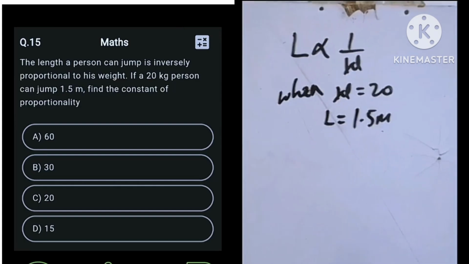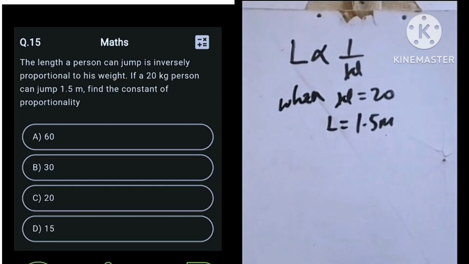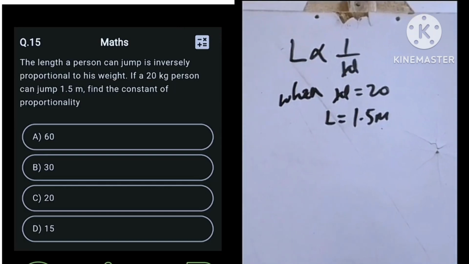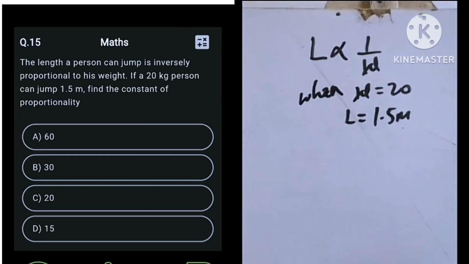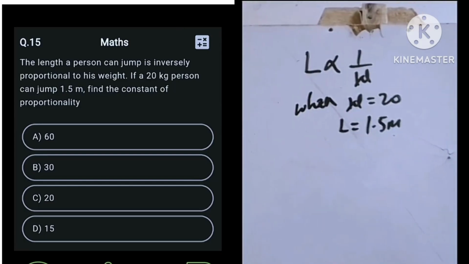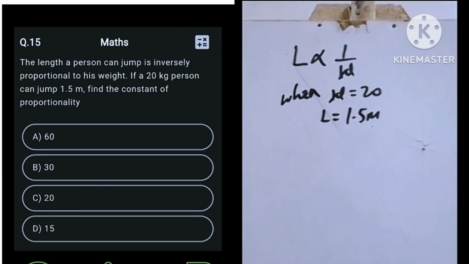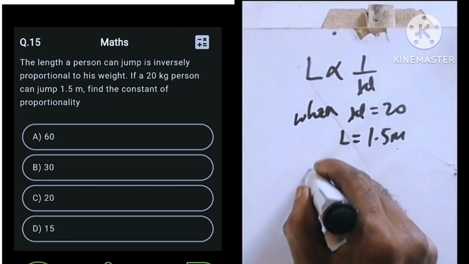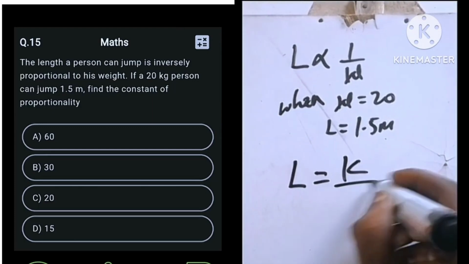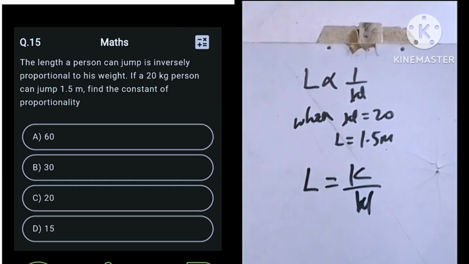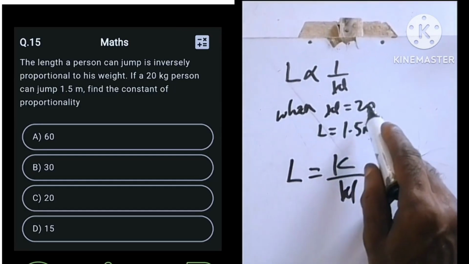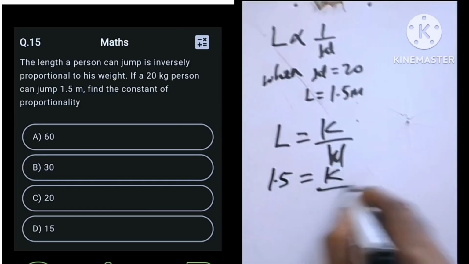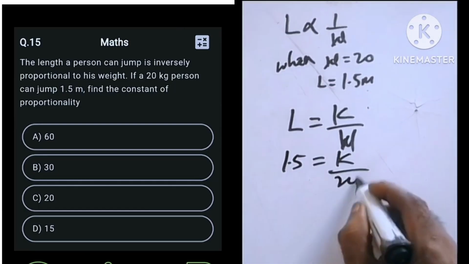Now, the next question is coming from variation, which is under inverse variation. If you look at this, they say that the length varies inversely as the weight. When the weight is 20, the length is 1.5. So we need to get the constant. That is to say that L is equal to K over W. This is the constant of variation. Now let's put in the values. They say when W is 20 and L is 1.5, here becomes 1.5 is equal to K divided by 20.